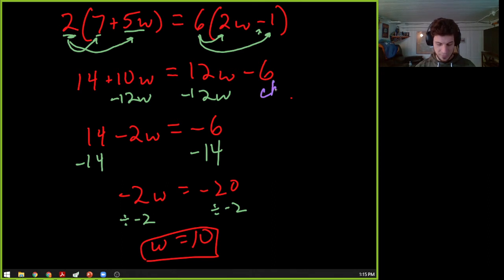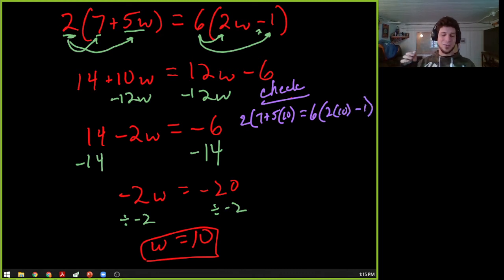Hopefully I'll have to write a little smaller. Okay. You know what? We'll do it this way. 2 times 7 plus 5 times 10. Nice. Got it in there. Equals 6 times 2 times 10 minus 1. Okay. So that's the original problem, undistributed. Let's work that out. Ooh, I'm missing a parenthesis there. Alright, 5 times 10 is 50. 50 plus 7 is 57.